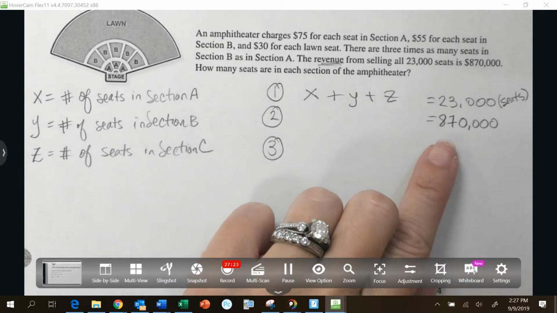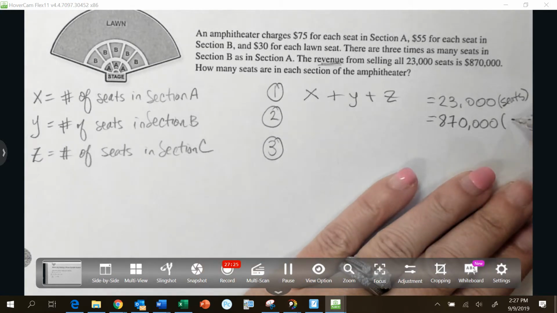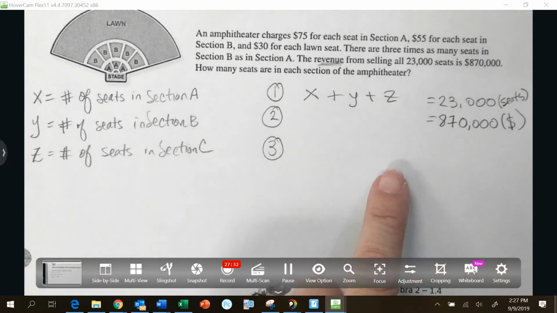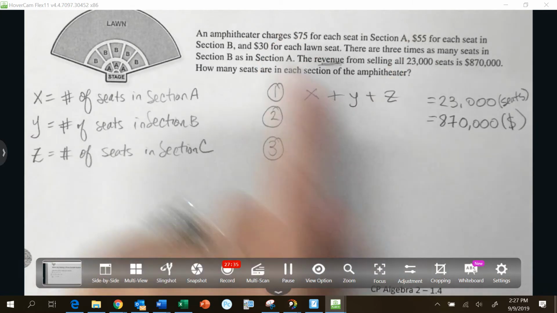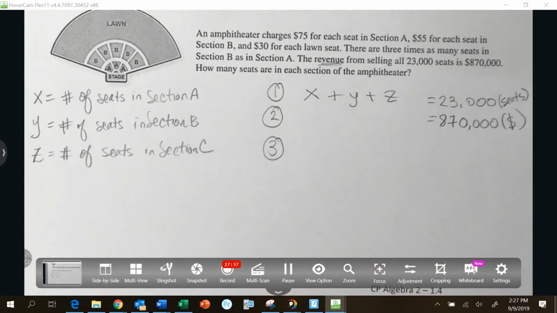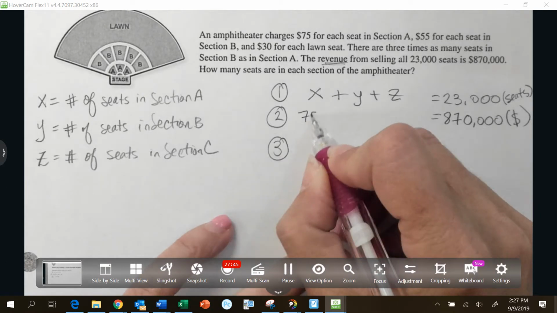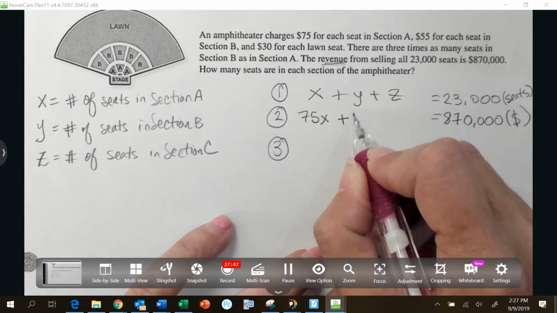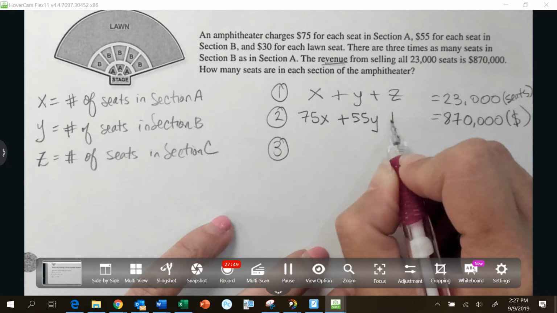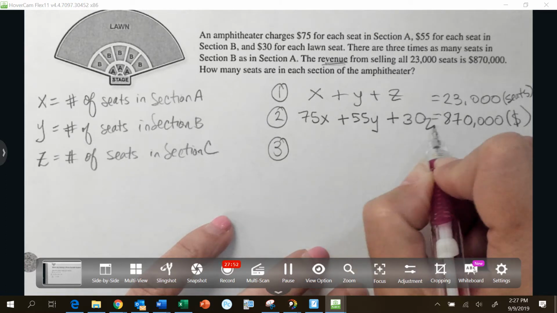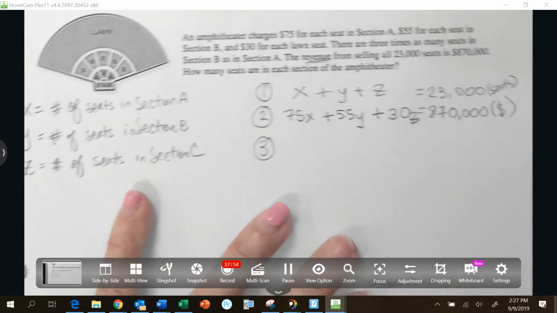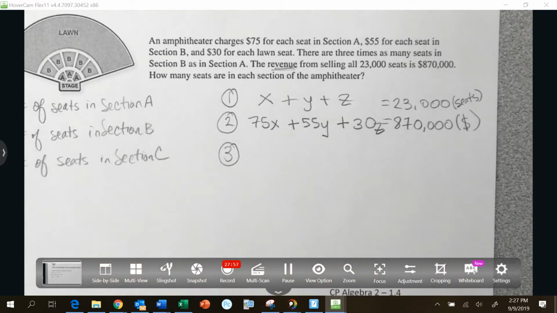Now, what is 870 a total of? Revenue. Money. But if I add together 75 plus 55 plus 30, that's not going to equal $870,000. How do you know? Because it's 75 per seat. It's going to be 75x plus 55y plus 30z.